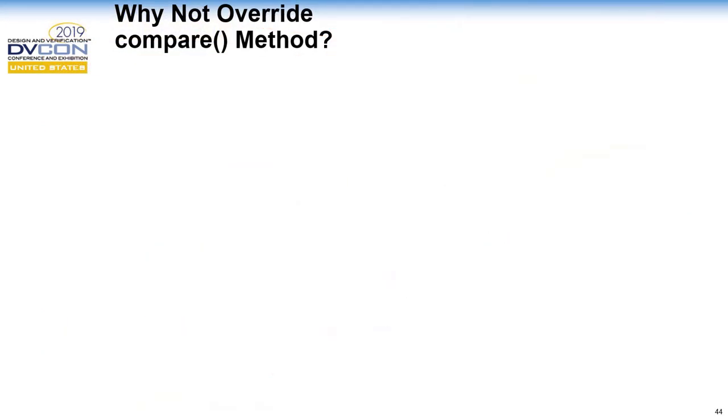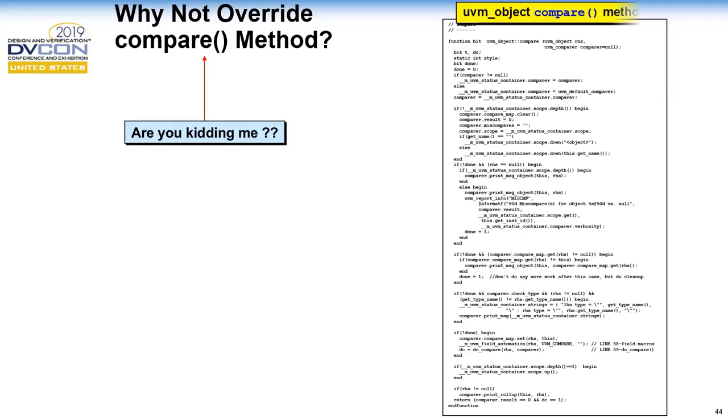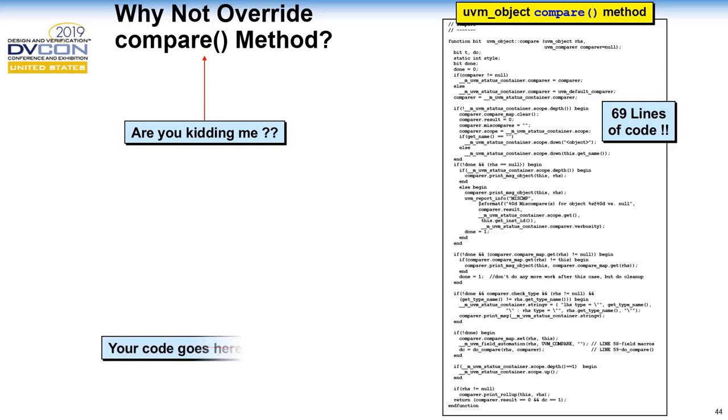So let's talk about the compare a minute. You don't want to override the built-in compare method. Okay? So why not override that compare method? Are you kidding me? Have you seen how much code is inside of that UVM object compare method? The base compare method has 69 lines of code in it. And your code goes right there in that compare method. You are here, sort of thing.